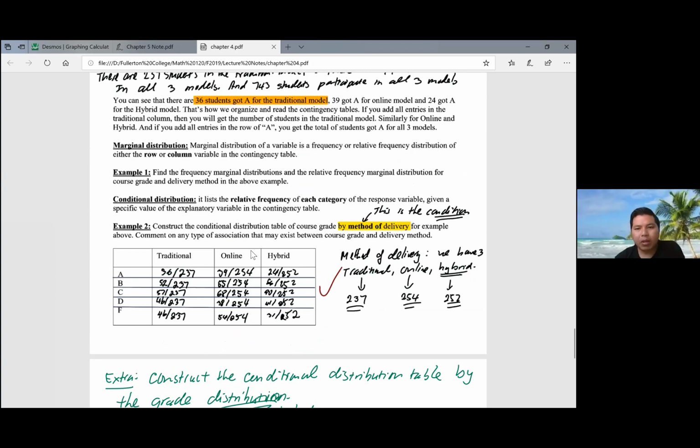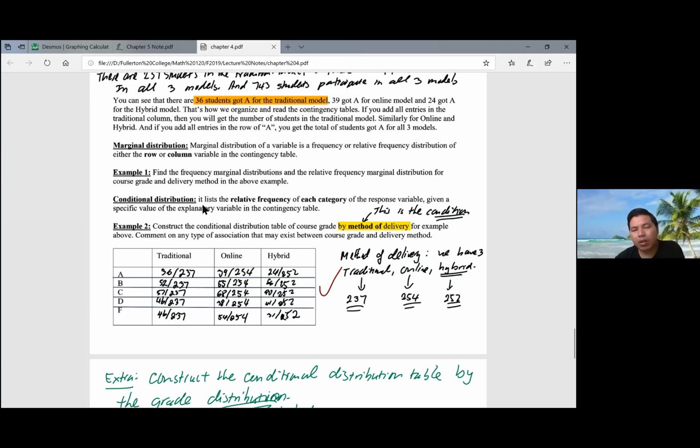So you can see here in section 4.4, when you talk about conditional distributions, look at what we did. We constructed the conditional distributions table graded by the method of delivery: traditional model, online model, and hybrid model. And I want to find out how many students got an A in the traditional model. What we did was take 36 and divide by 237.